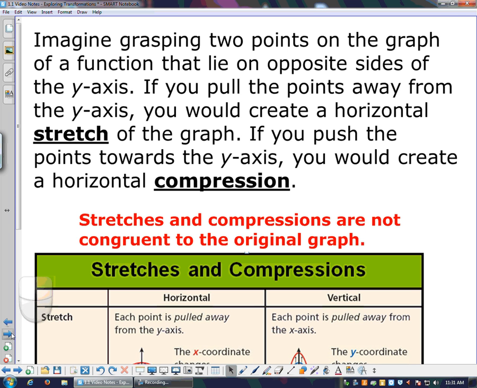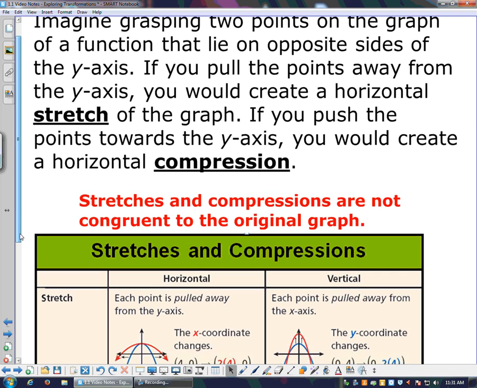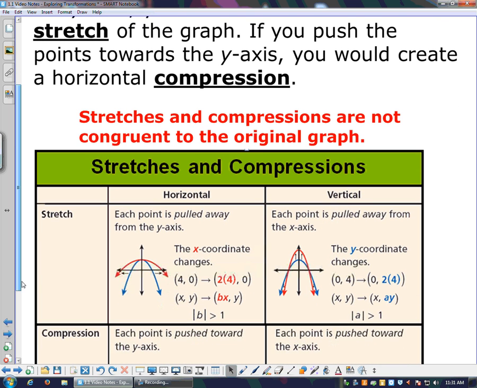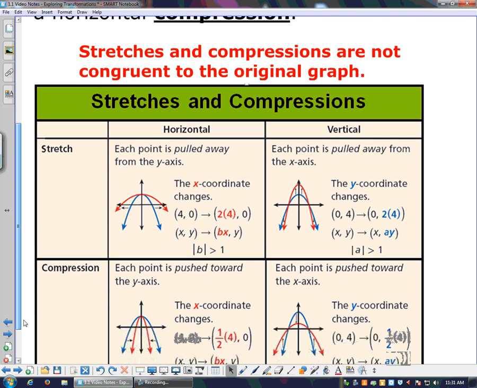Now, imagine grasping 2 points on the graph of a function that lie on opposite sides of the y-axis. If you were to pull those points away from the y-axis, you would create a horizontal stretch of the graph. If you would push those points toward the y-axis, you would create a horizontal compression. So when we do a stretch or a compression, they are not going to be congruent to the original graph because we're changing the size and shape a little bit. So kind of just some visuals to help us here.